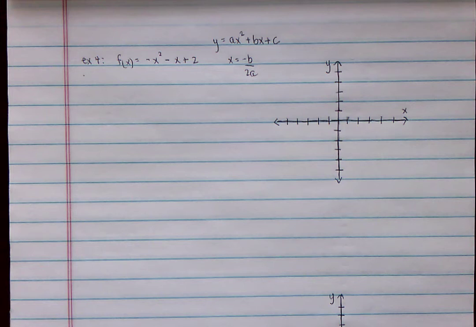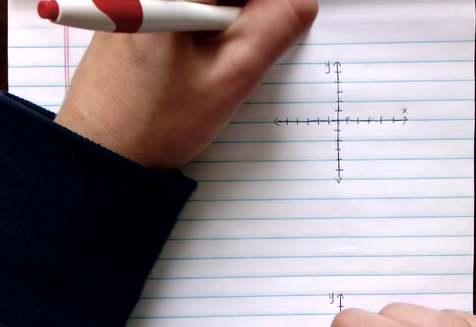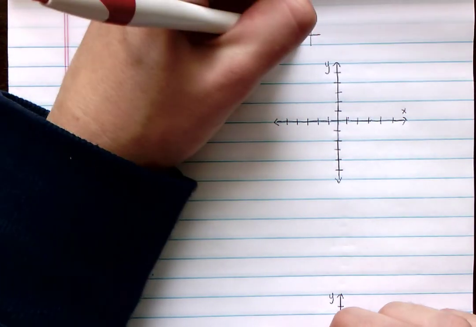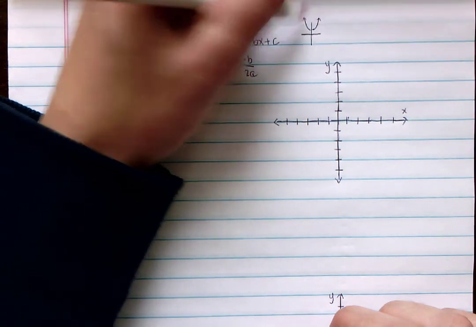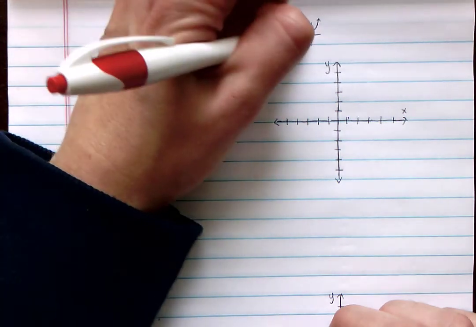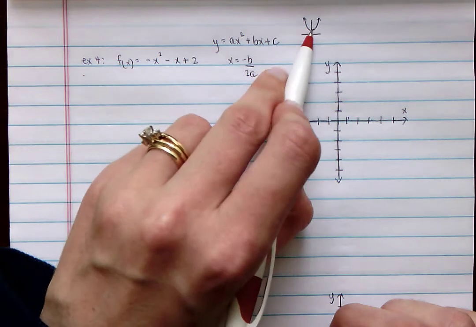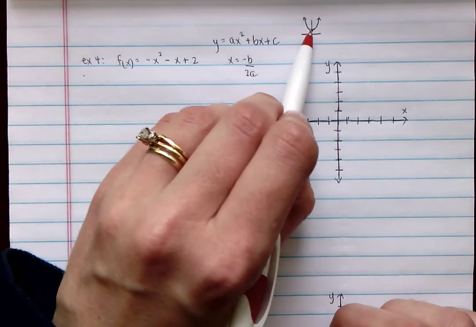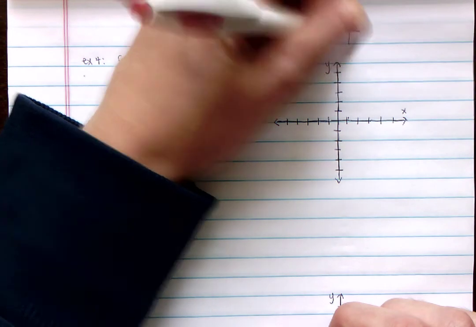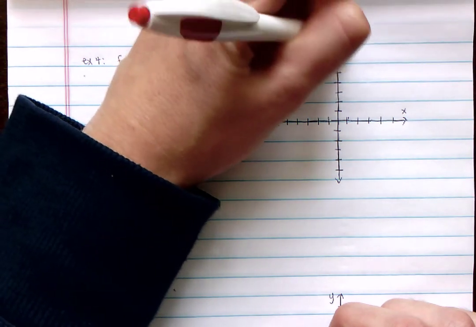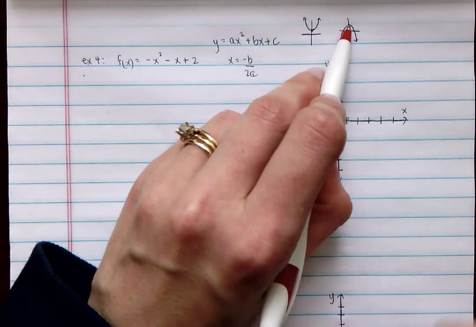If you have a parabola that opens upward, for example, I'll come over here and draw a little sketch. If it opens upward like this, the vertex will be a minimum point, the lowest point on the graph. If you have a parabola that opens downward, like this, then the vertex is the maximum point.